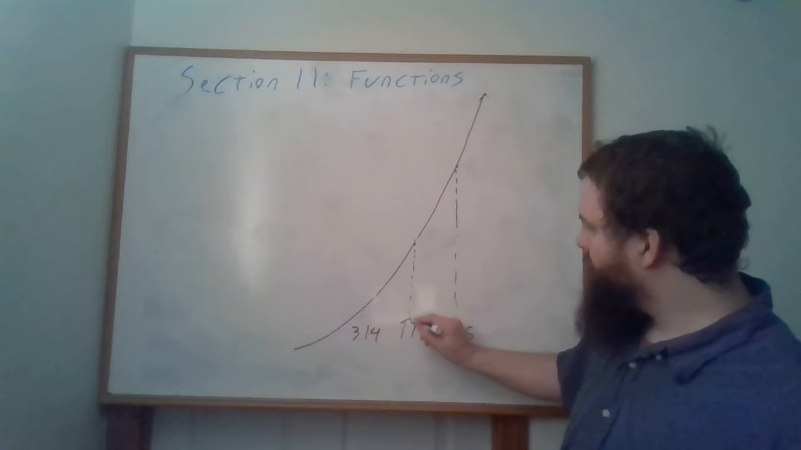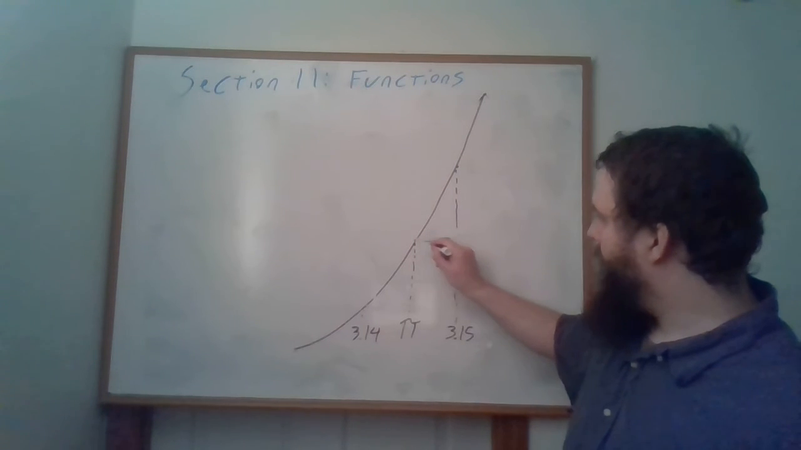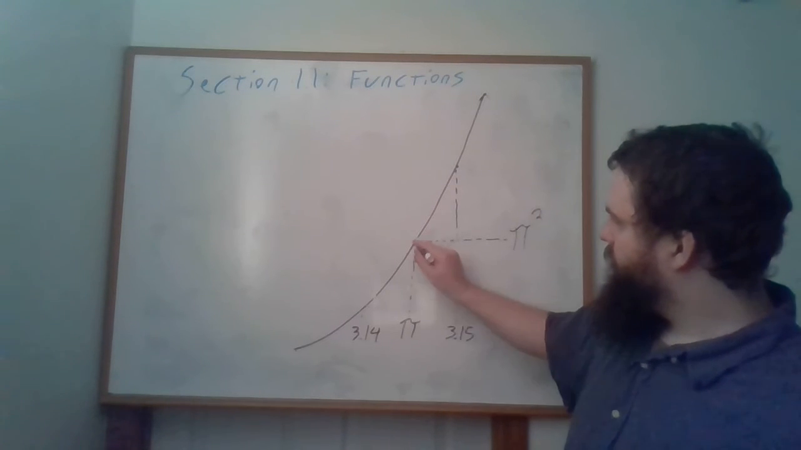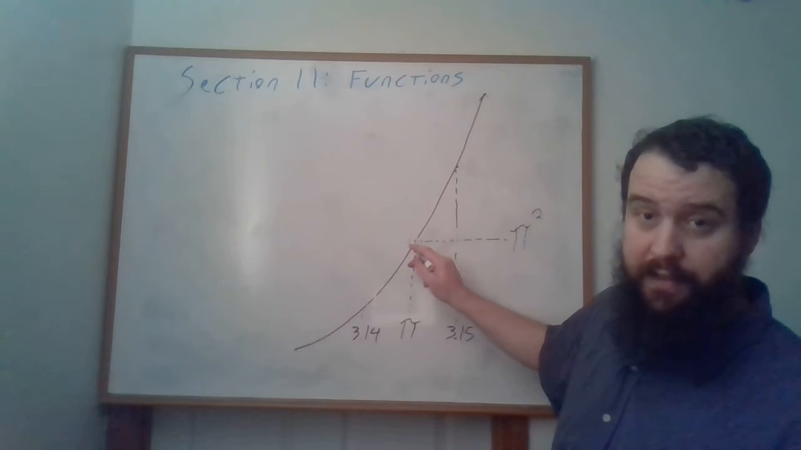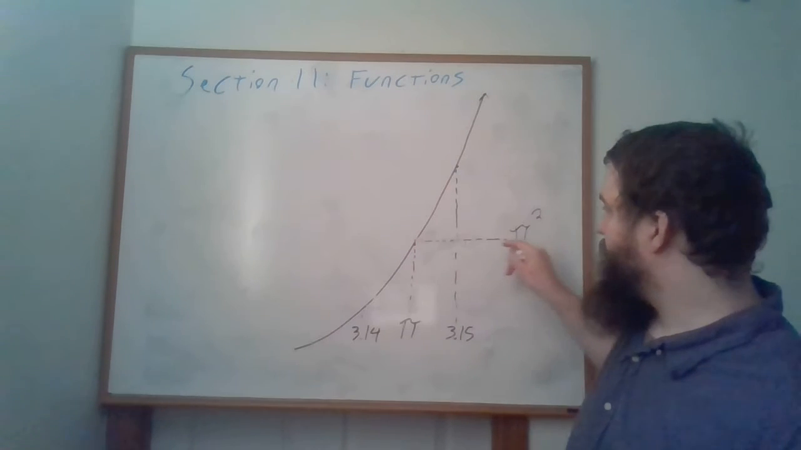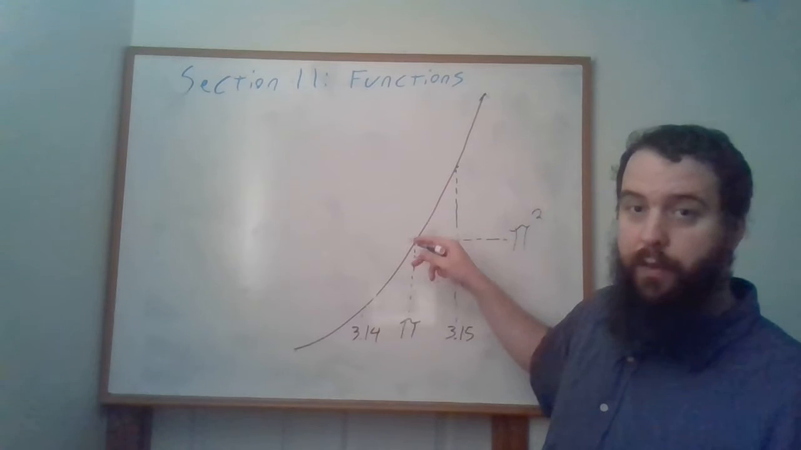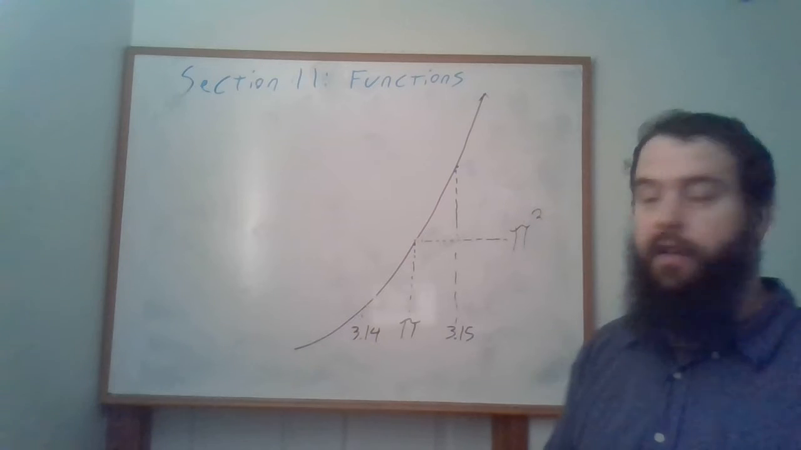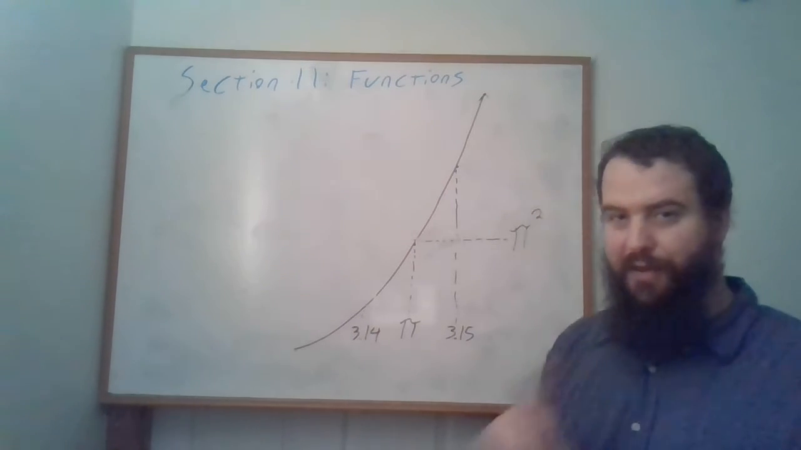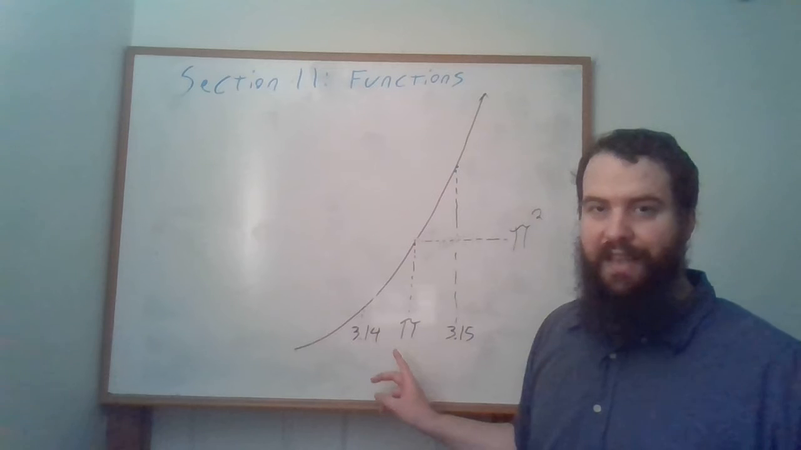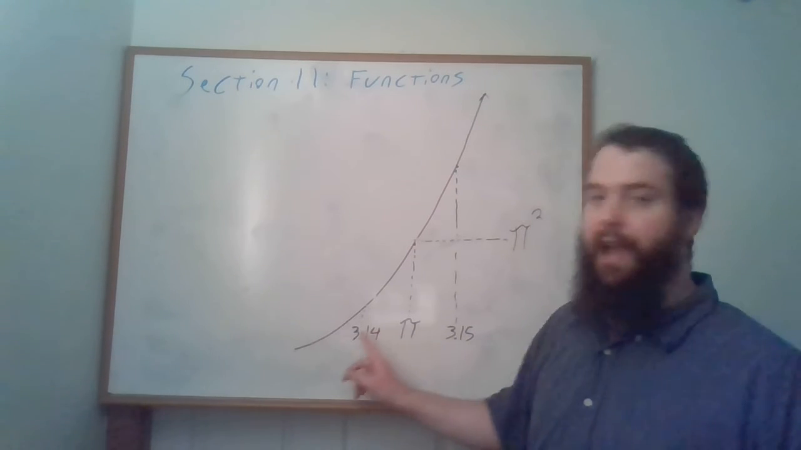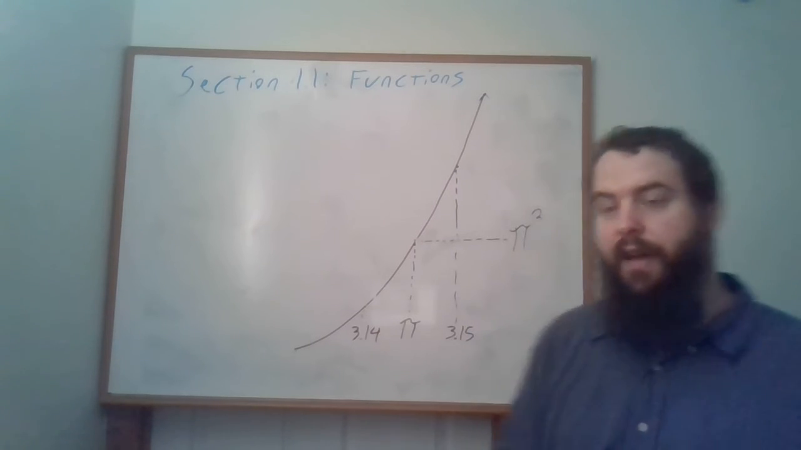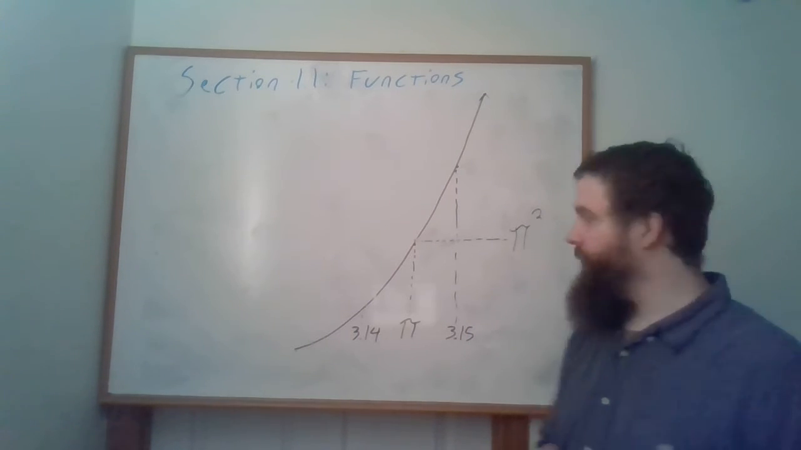And of course, the thing that we're interested in is if we go to x is equal to pi, and we draw a vertical line until it hits the graph, and then that y value that we get there, whatever this y value is, where this vertical line hits the graph, that y value is going to be pi squared. And actually, if you're clever, you'll notice that this is not drawn to scale. Pi is actually much closer to 3.14 than it is to 3.15. But don't worry about that.